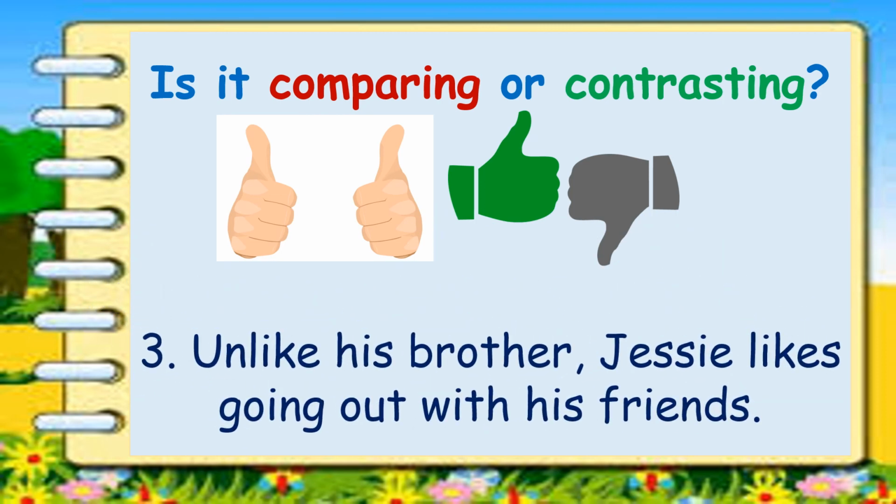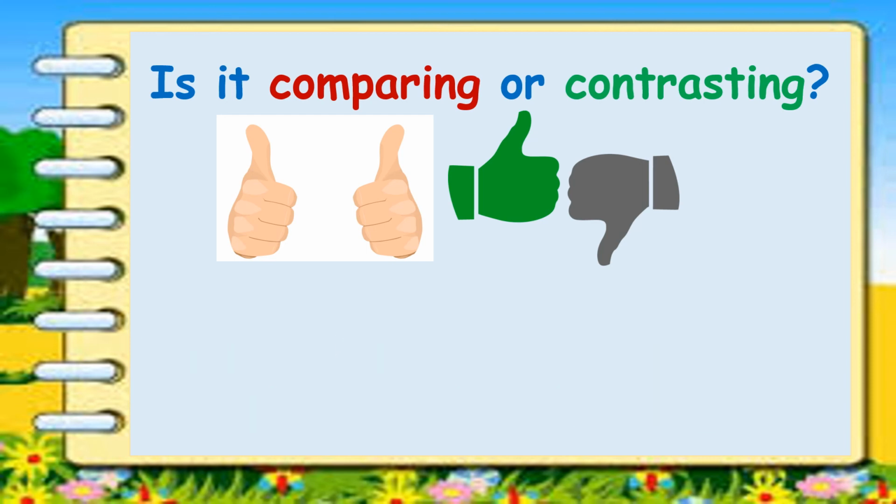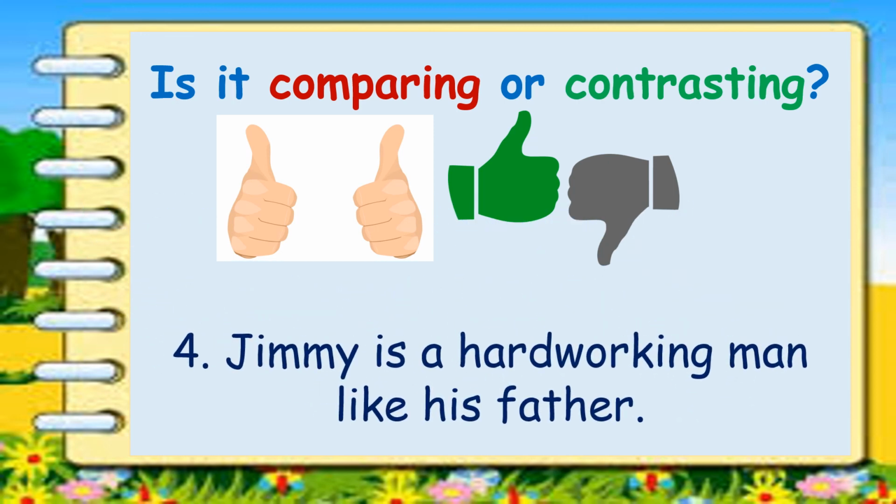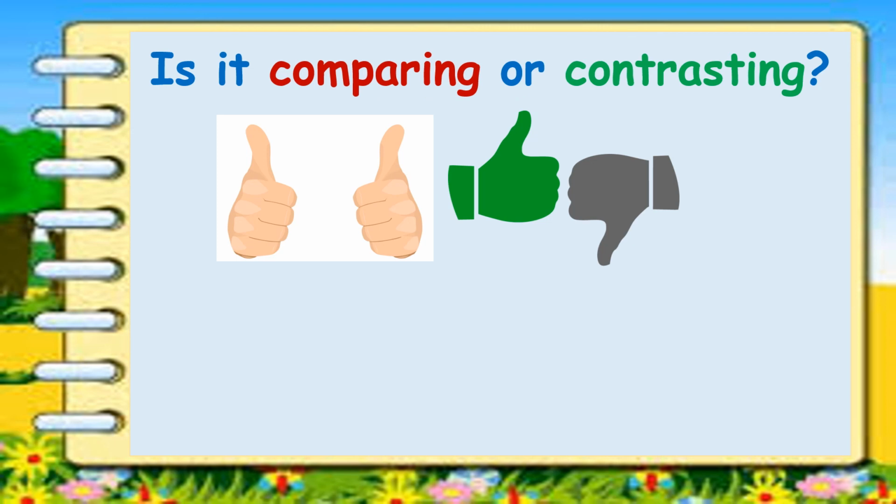Number 3. Unlike his brother, Jesse likes going out with his friends. So, is that comparing or contrasting? So the clue word there is unlike. So that means it shows contrast. Number 4. Jimmy is a hardworking man, like his father. So, is it comparing or contrasting? Yeah, the clue word there is like. So that means it shows comparison.